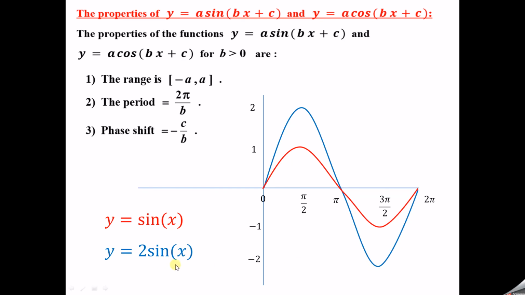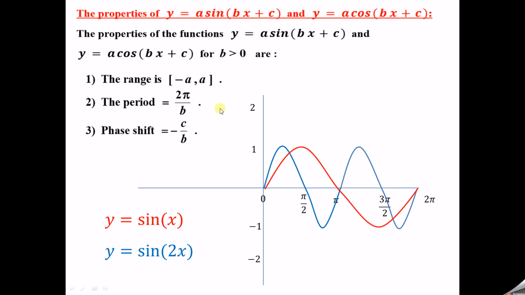And this function also has the same period. That means after 2 pi length, the values will be repeated for both. The only difference is the range. For this function, the range is minus 1 to plus 1, the least value minus 1, the highest value plus 1. For this function, the range is between minus 2 and plus 2.